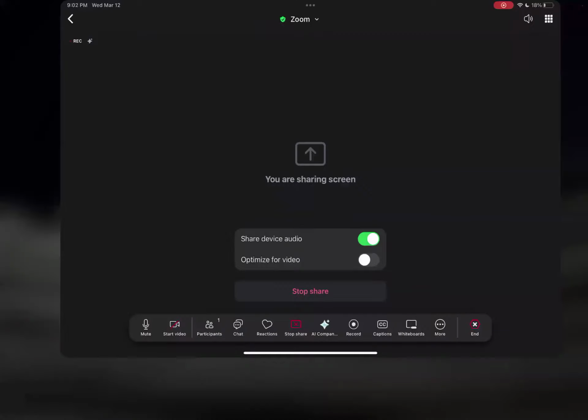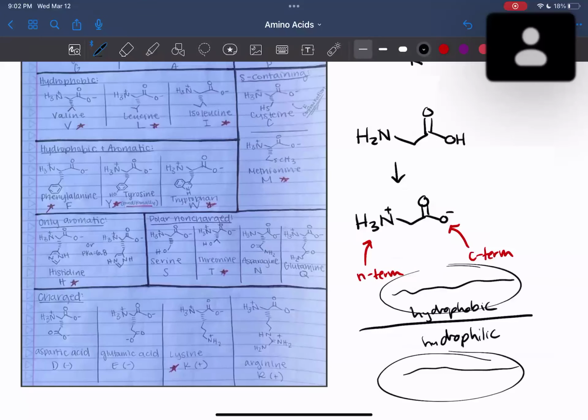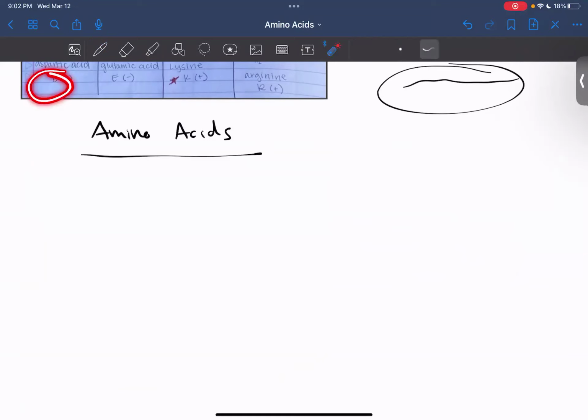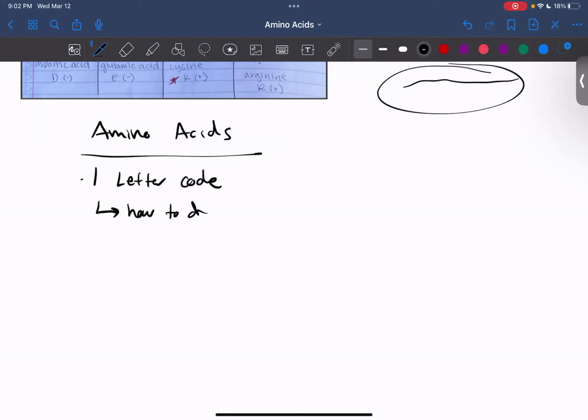The next part of this review, we're going to start putting the amino acids together. So you're going to follow this pattern of linking them together. Actually, let's talk a little bit more about amino acids. You only need to know the one letter code, for example D, E, K, R. So all you need to know is the one letter code and how to draw it.